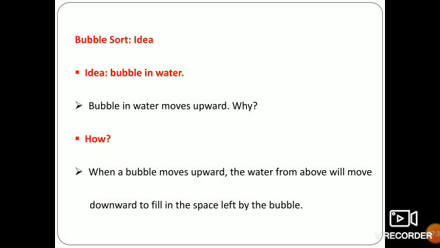When a bubble moves upward, the water from above will move downward to fill in the space left by the bubble. So while bubbling it comes in the upward direction, and after some time it has to come downward. The water from above will move downward to fill in the space left by the bubble.